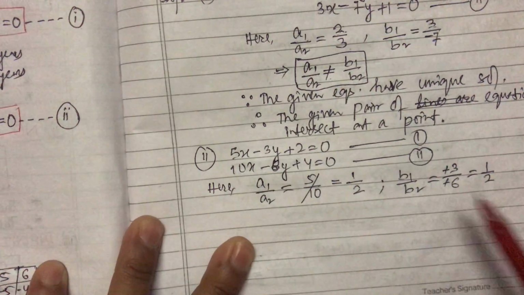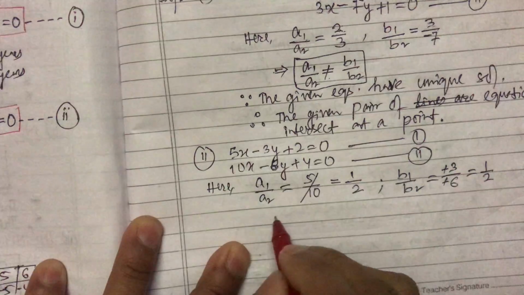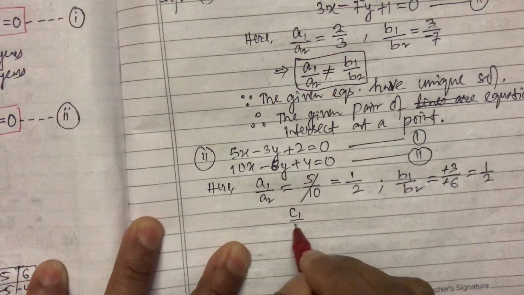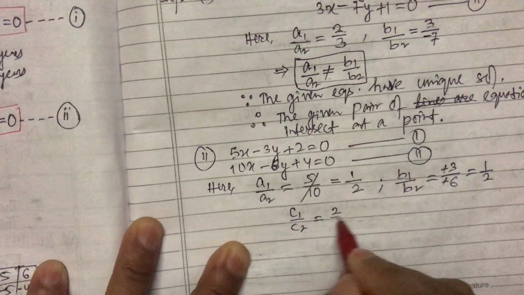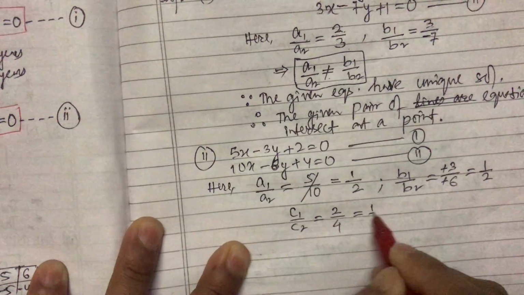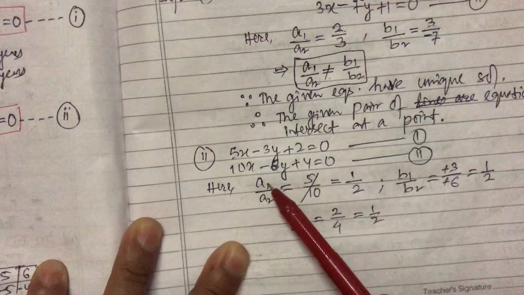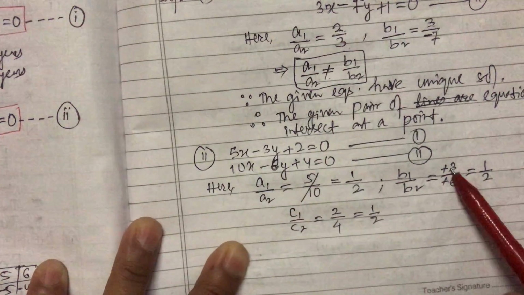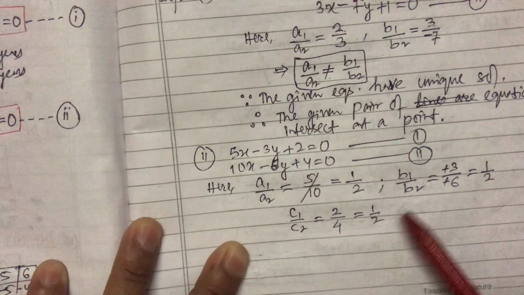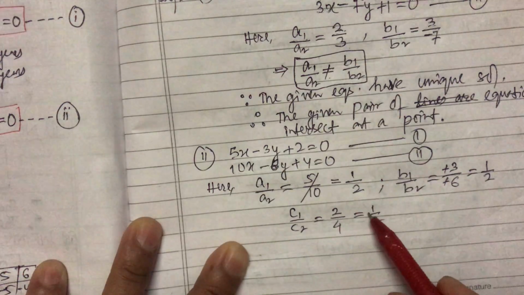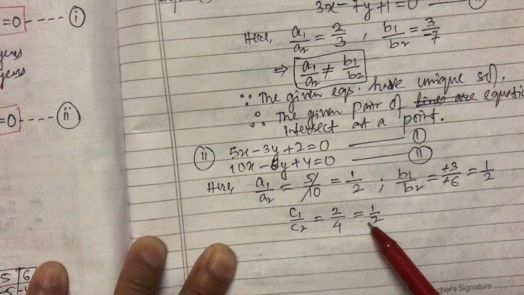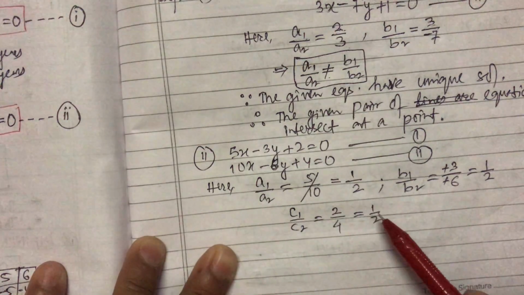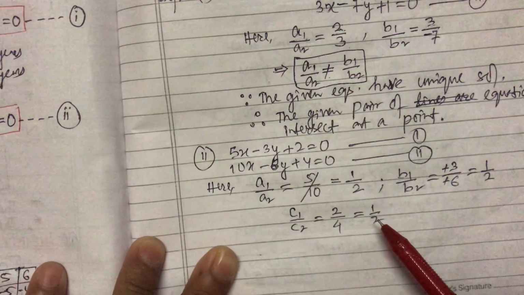So if both are same, I should go for third also. So third one is c1 by c2. What is that? 2 by 4. 2 divided by 4. Again we can cancel, 1 by 2. So what we find? a1 by a2 is 1 by 2, b1 by b2 is 1 by 2, c1 by c2 is 1 by 2, all are equal. Okay, even sign, everything should be even. If values are same, and if your sign somewhere is different, plus or minus, then we cannot say same.